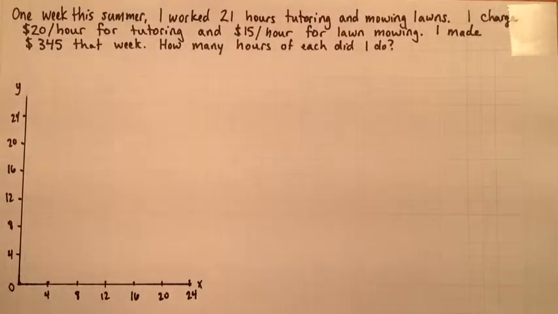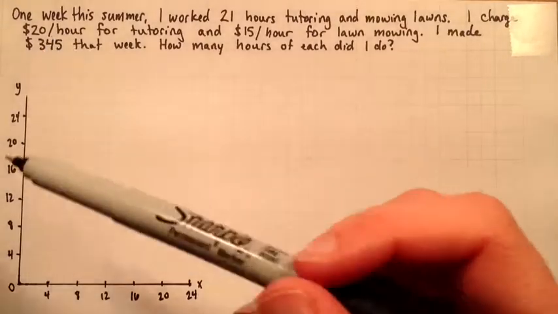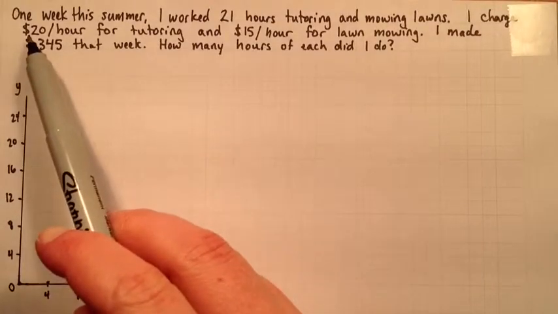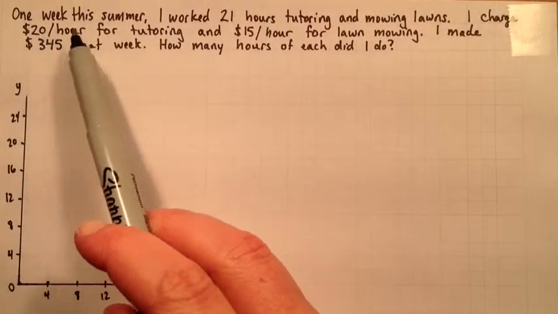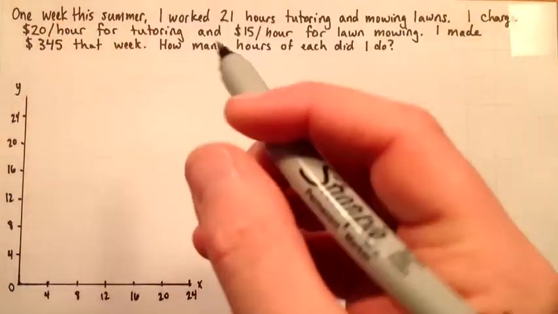A common sort of wrong answer, and it's wrong just because it's not helpful, it doesn't get you anywhere, is to say that X would be how much you charge for tutoring and Y will be how much you charge for lawn mowing. The reason this isn't useful is that we already know both of those numbers. We know that it's $20 an hour for tutoring and $15 an hour for lawn mowing. But the answer is actually pretty close to that.